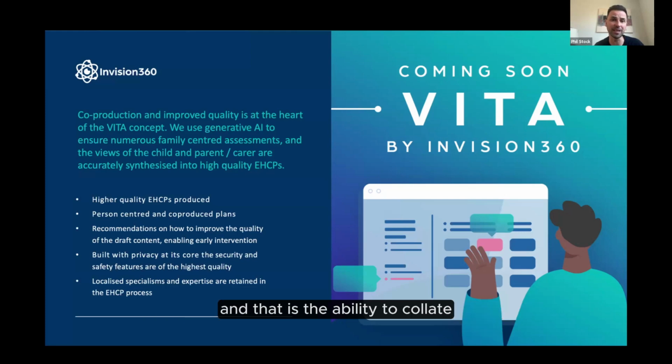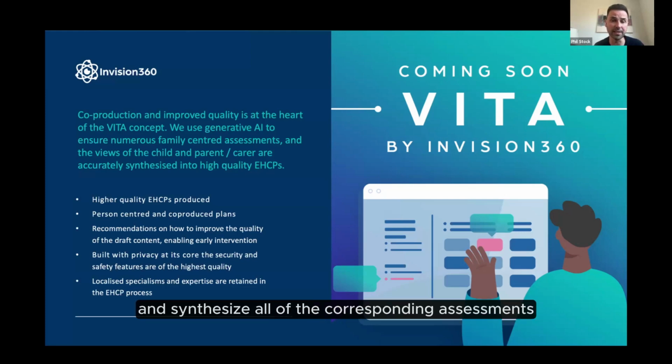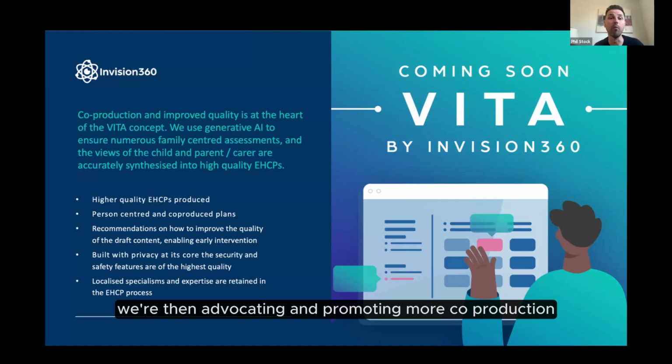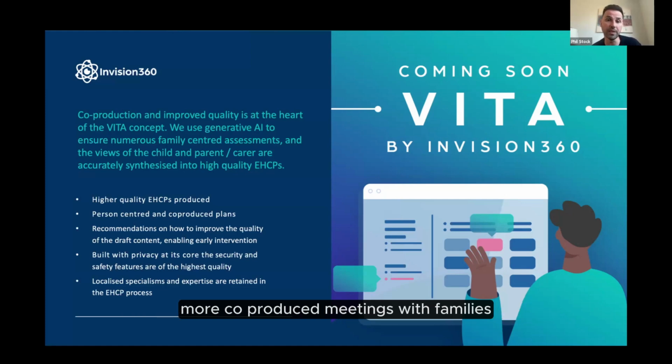So we're doing one very bespoke, specific task with generative AI, which it is really well placed to do, and that is the ability to collate, review, and synthesize all of the corresponding assessments into a really strong, comprehensive, coherent EHCP. That then saves significant time for a local authority professional who would be required to do that task, read them all, etc. And with that additional time that VITA saves, we're then advocating and promoting more co-production, more co-produced meetings with families at the draft EHCP before it's then finalized.